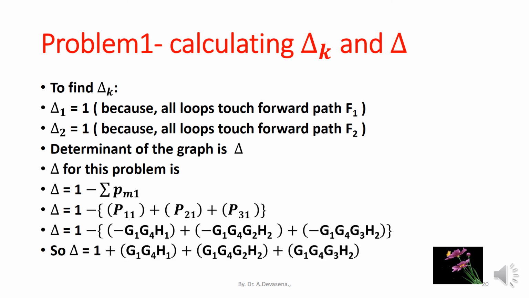Close the bracket. Therefore, the value of delta for this problem is 1 plus G1 G4 H1 plus G1 G4 G2 H2 plus G1 G4 G3 H2, because in the above equation we have taken minus as common and it is taken outside of the bracket. Outside of the bracket we already have a minus, so minus into minus is plus. Therefore, the value of delta is equal to 1 plus G1 G4 H1 plus G1 G4 G2 H2 plus G1 G4 G3 H2.